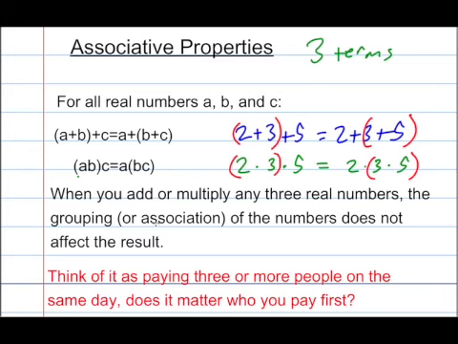Alright, and when you add or multiply any 3 real numbers, the grouping or association of the numbers does not affect the result, is what we were talking about. And likewise, think of it as paying 3 or more people on the same day. Doesn't matter who you pay first. So here we're just talking about more people to pay. Rather than 2 people for commutative property, in associative property we are talking about 3 people or terms.